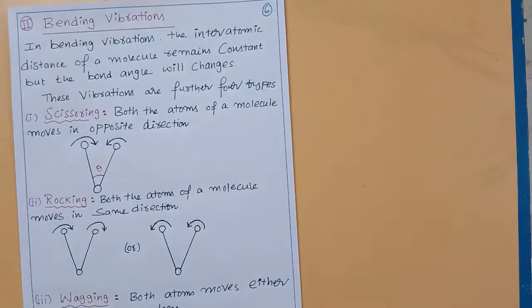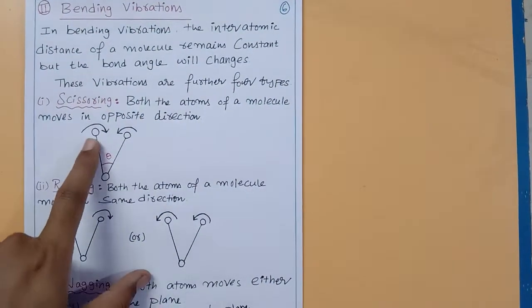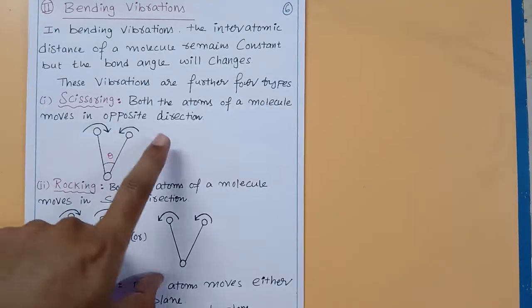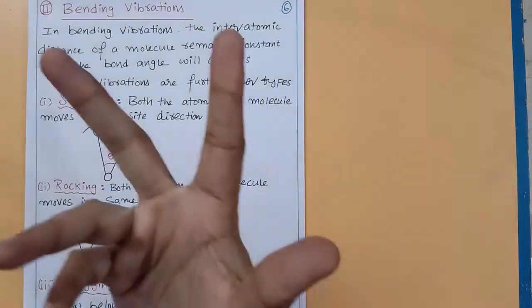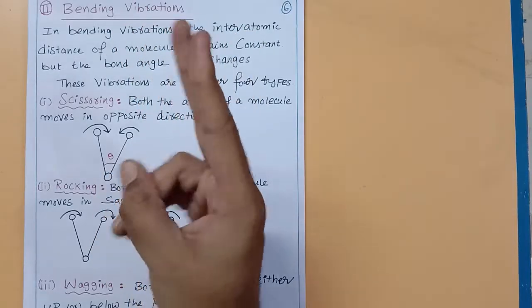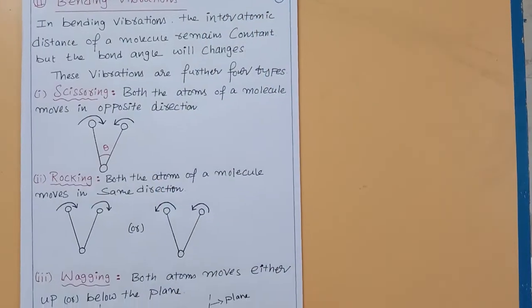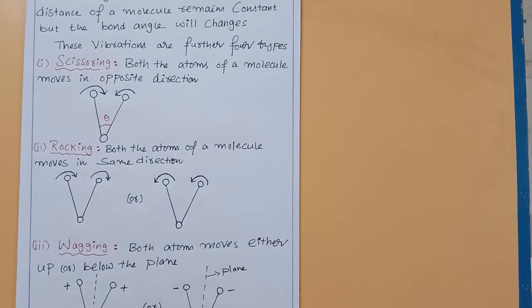So we have 4 types of bending vibrations. Type 1 is scissoring. In the scissoring vibration, both atoms move in opposite directions, just like a scissor. You know how a scissor closes, like this. So both atoms of a molecule move in the opposite direction. That is called scissoring. And the second type of bending vibration is called rocking. In the rocking vibration, both atoms of a molecule move in the same direction. That is called rocking vibration.